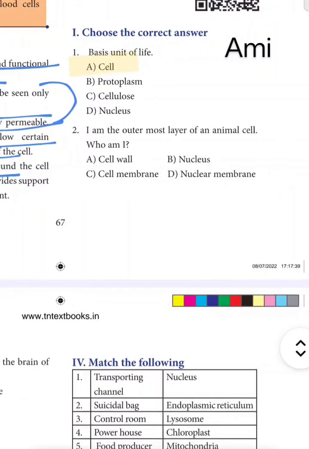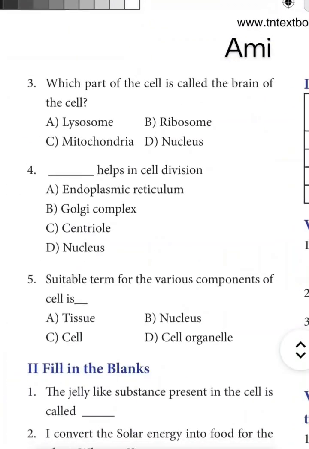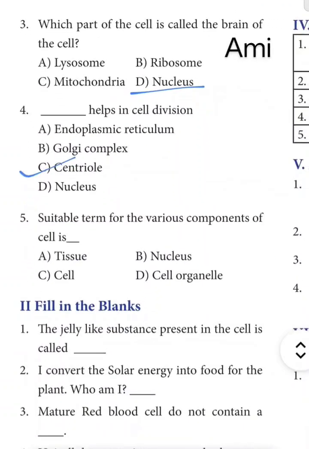I am the outermost layer of an animal cell. Who am I? Cell membrane. Next, which part of the cell is called the brain of the cell? Nucleus. Dash helps in cell division. Centriole. A suitable term for the various components of a cell is cell organelle.